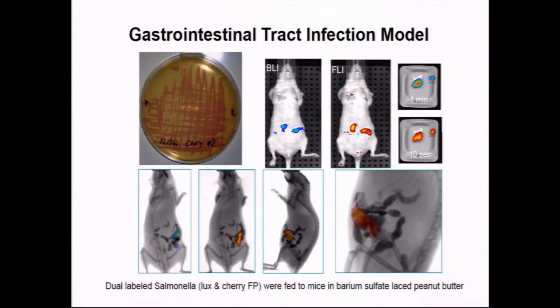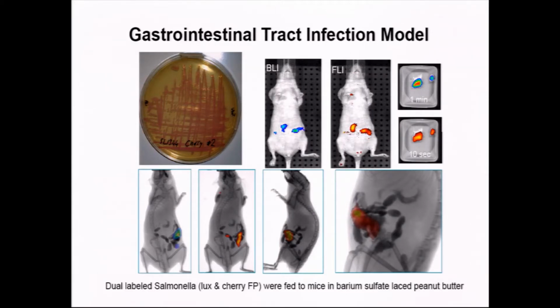As I said, we also like trying to combine optical imaging with anatomical imaging. So we sell a platform which has an X-ray unit built into it as well. This is a study using Salmonella typhimurium in a gastrointestinal tract infection. You can simply see here that we've taken Salmonella and we've engineered it not only with bioluminescence but also with cherry. And you can see that it actually changes the bacteria to a red color. That's how much fluorescent protein is being produced in this bacteria.